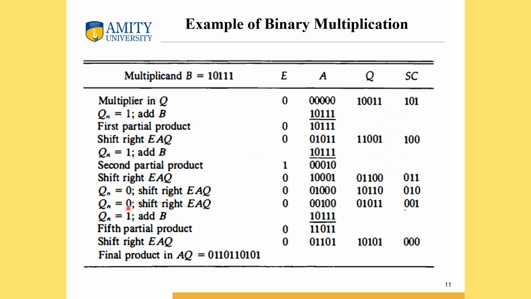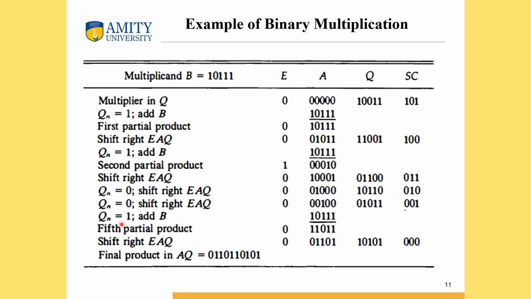We can see that Qn is now equal to 0. In this case, the Qn becomes 0, hence we will only shift right the E, A and Q. After shifting right, we see that the 0 is discarded. Again it is 0, so we will shift it right once more, and this will be the output. Sequence counter will be decremented each time. We get to 001. We can see that this is the last step.